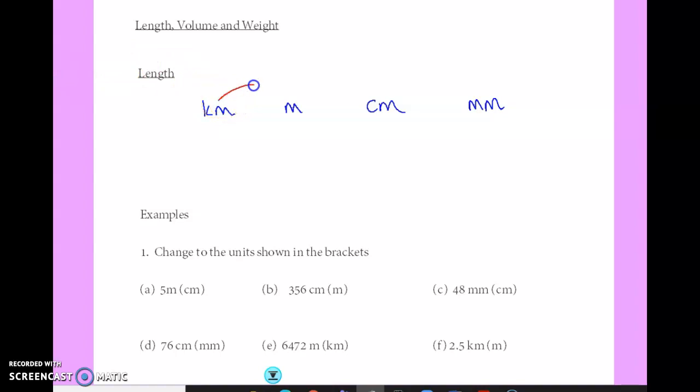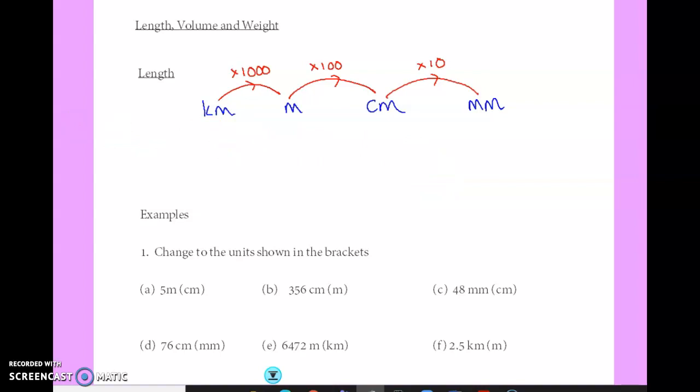If we want to go from kilometres to metres, so if we want to change from our kilometres into metres, there are 1,000 metres in a kilometre, so we would times by 1,000. If we want to go from metres to centimetres, there are 100 centimetres in a metre, so I would times by 100. If we want to go from centimetres to millimetres, there are 10 millimetres in a centimetre, so I would times by 10.